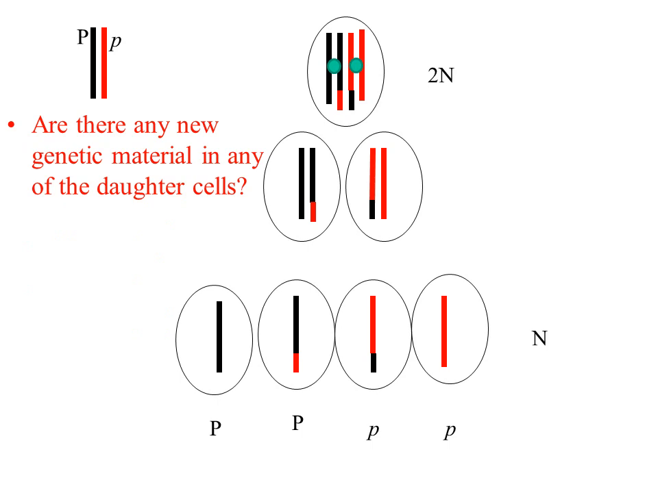Here's another question. Is there any new genetic material in any of the daughter cells? The answer is no. There is no new genetic material. Why? If there was new genetic material, then the genetic material would come from outside of the cell. So no, you only have recombined DNA.